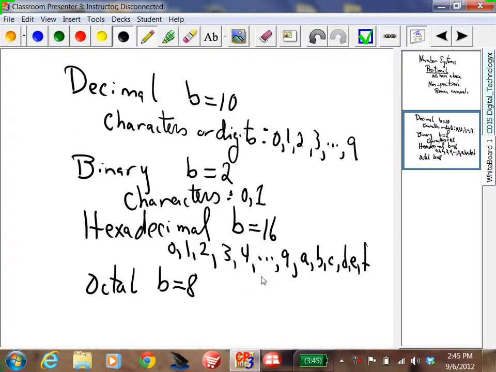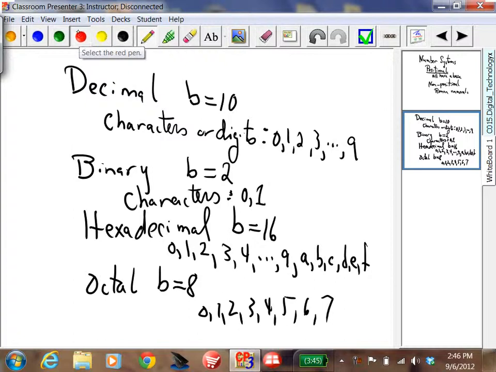In the octal number system, there's 0, 1, 2, 3, 4, 5, 6, 7. So in every case, the number of characters is equal to the base.